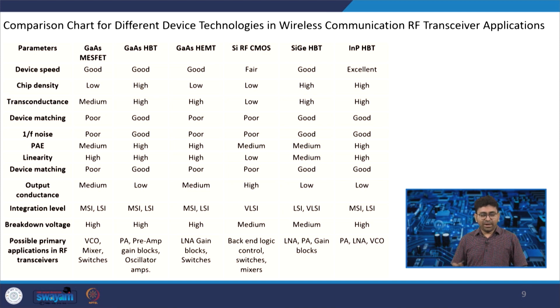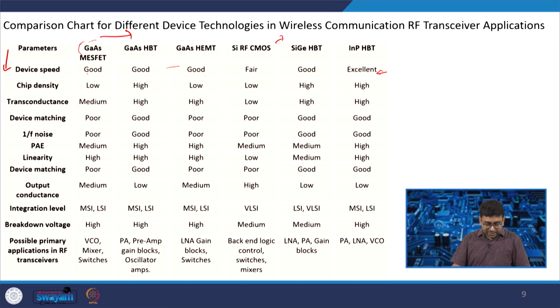The parameters are listed here and the technologies are listed here. Gallium arsenide based MESFET device speed is good, and even gallium arsenide HBT and HEMT. So, entire GaAs has a better device speed. Silicon RF CMOS has a fair speed compared to this, and SiGe HBT is good, and indium phosphide based HBT is excellent in terms of device speed. For chip density, in some of the lower node technologies of RF CMOS, we might get a higher speed.